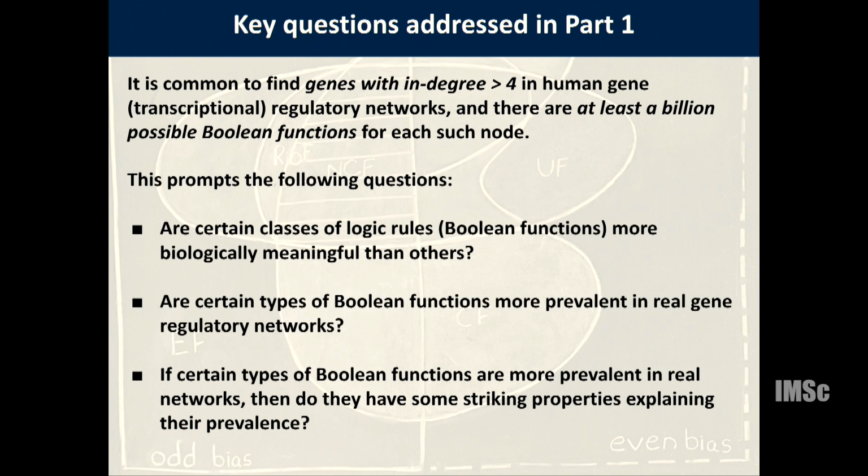So this essentially prompts the following 3 questions. Are certain classes of logic rules or Boolean functions more biologically meaningful than others? In this context, I won't be repeating what I presented yesterday: 4 different classes of biologically meaningful Boolean functions, which we will be taking systematically with the real data set today. Are certain types of Boolean functions more prevalent in real gene regulatory networks? That is, if we take the data set of functions compiled from across the different models which have been constructed to date, are there certain functions which are overrepresented? And finally, if certain types of Boolean functions are more prevalent in real networks, then do they have some striking properties explaining their prevalence?